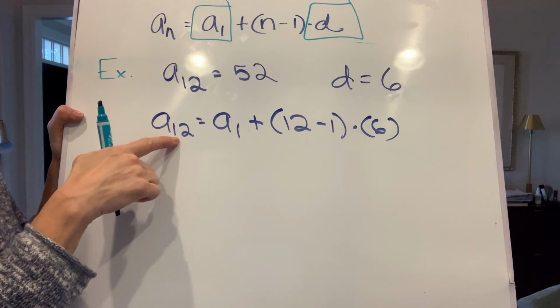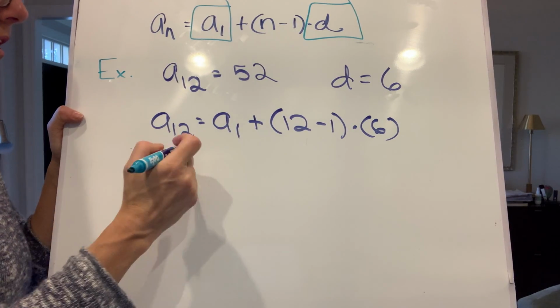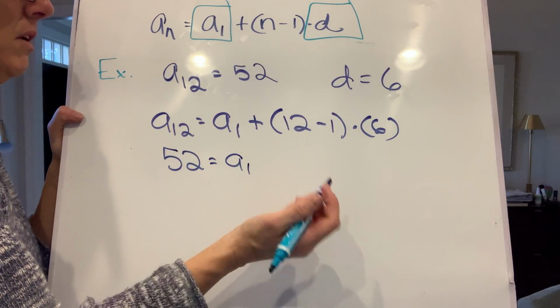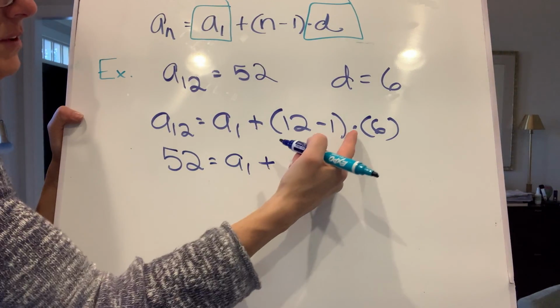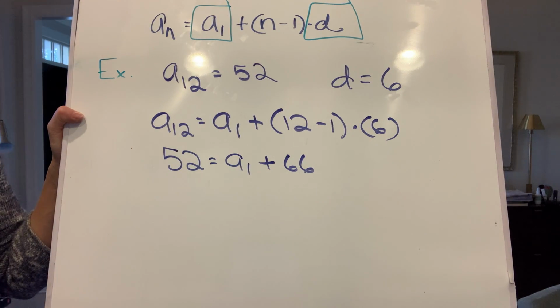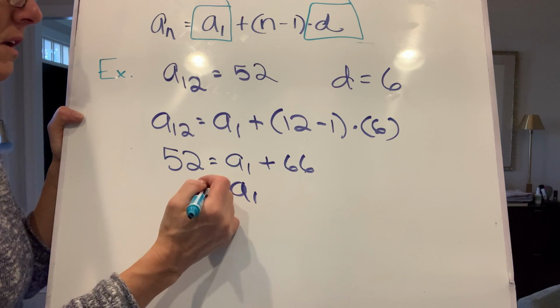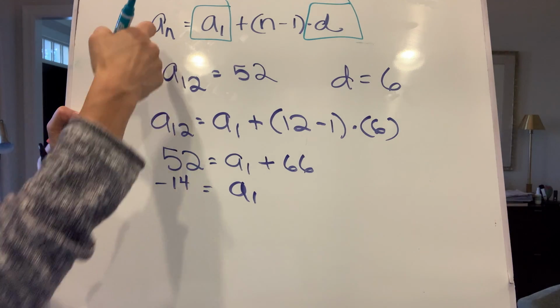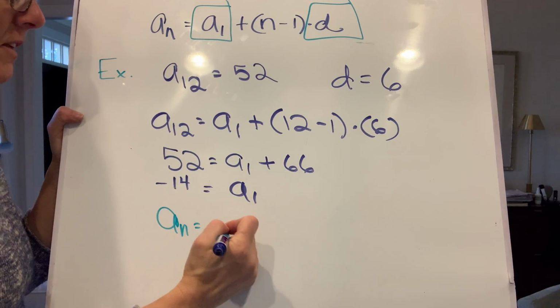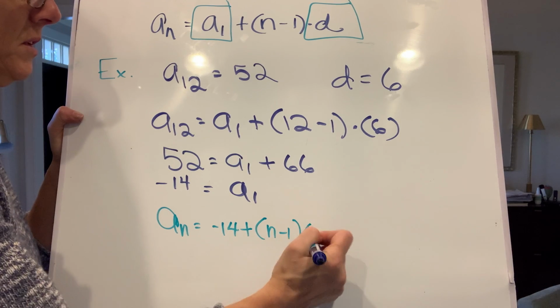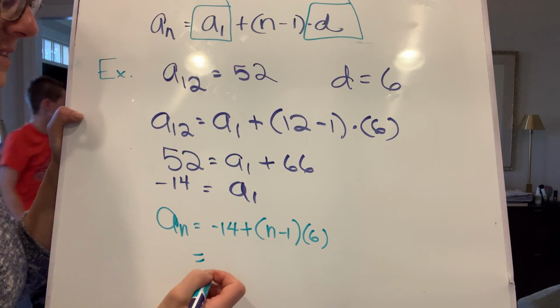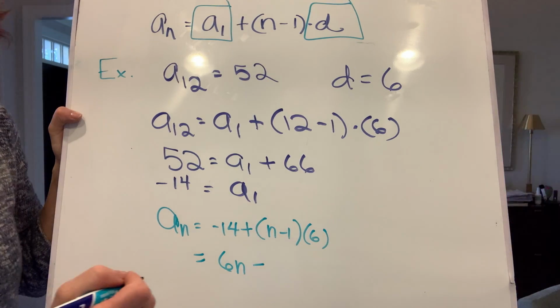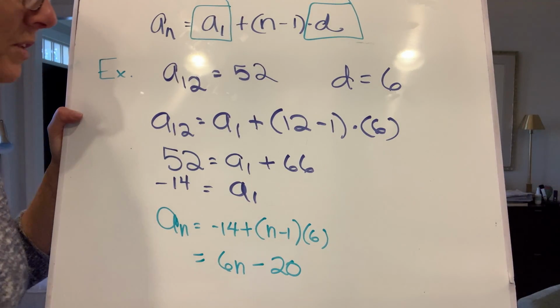Where did I get that 12? Because I know that this is n. I can also substitute 52 in here. 12 minus 1 is 11. 11 times 6 is 66. So I am going to subtract 66 from both sides, and I get A1 equals negative 14. Plugging that back into my formula, I get negative 14 plus n minus 1 times 6. I simplify that down. I get 6n minus 20, or negative 20 plus 6n.